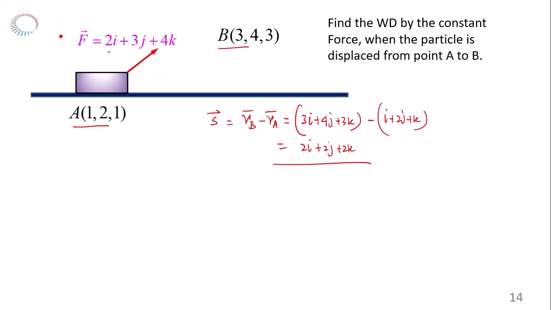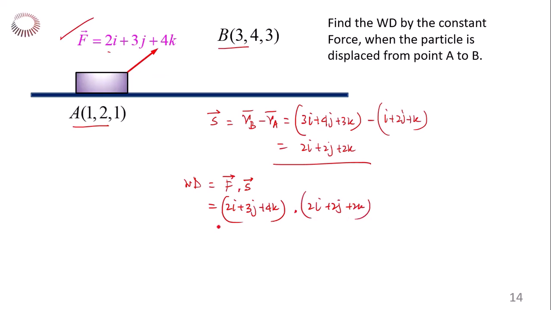Now the force vector is given. So simply, work done should be equal to force vector dot S vector. So that means (2i plus 3j plus 4k) dot (2i plus 2j plus 2k). Ultimately 4 plus 6 plus 8, that is 18. The 18 joule is the work done. And since we got this number to be positive, I can directly conclude that because of this force, the speed of the body will increase. So the velocity of the body will increase. Why? Because what we are getting is a positive number.